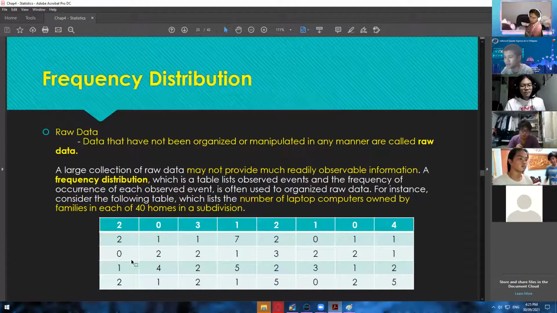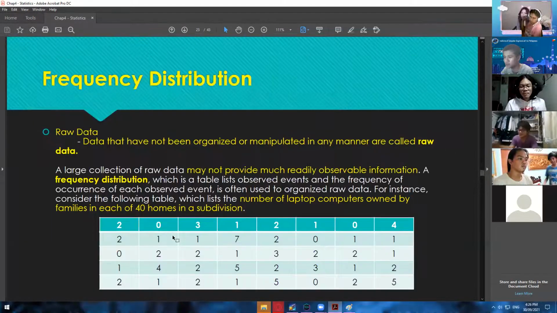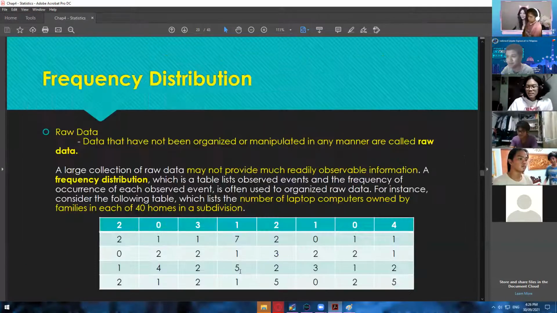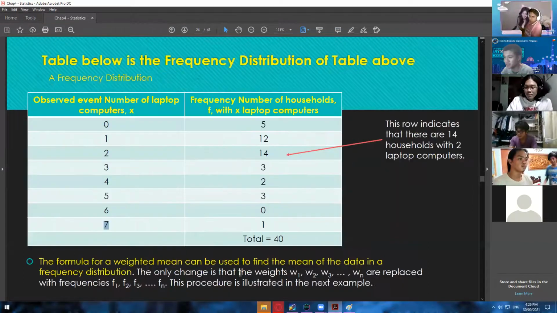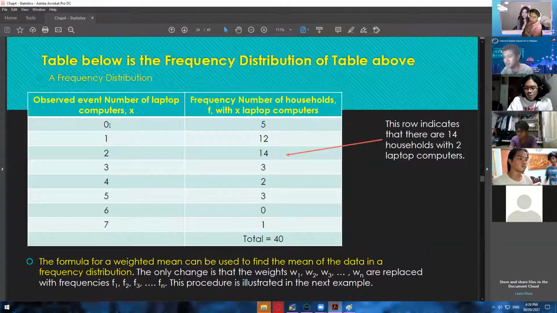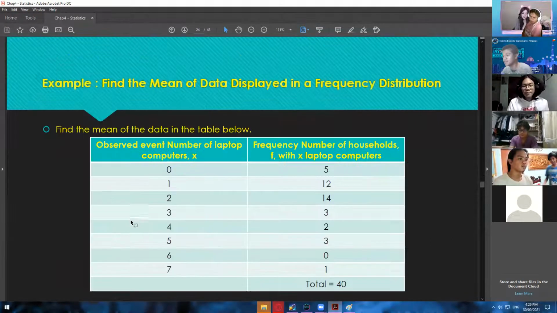So 0 has a count of 1, 2, 3, 4, and then 5. That's why we put 5 here. Then for 1, of course, count how many ones we have in here. For 2, count how many 2s we have, until you reach the value of your last number. That is the quickest way, instead of getting all of the individual data. You can just do this one ranging from 0 to 7. Just put 0 here for the 6.